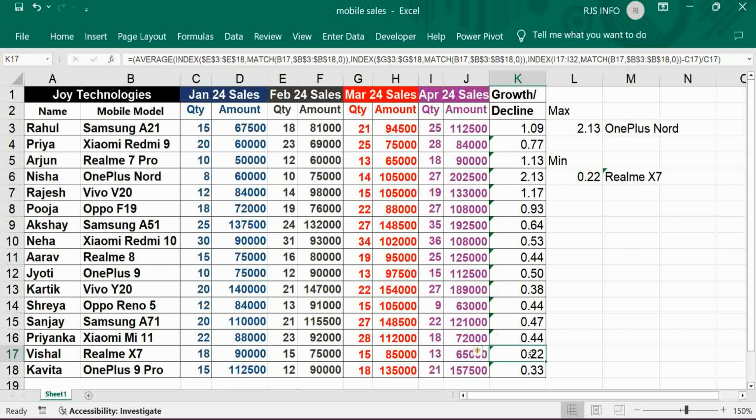Like that we can find the growth or decline based on the average of months, and we can compare with previous months.